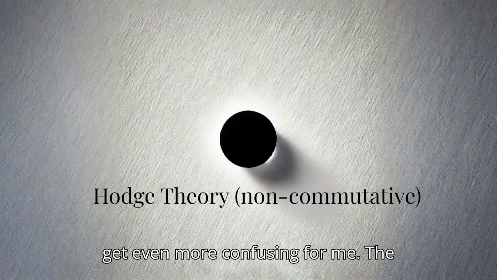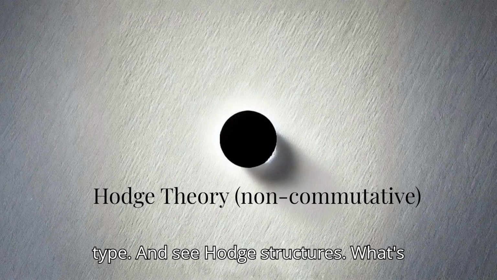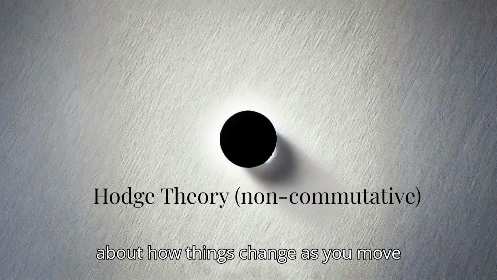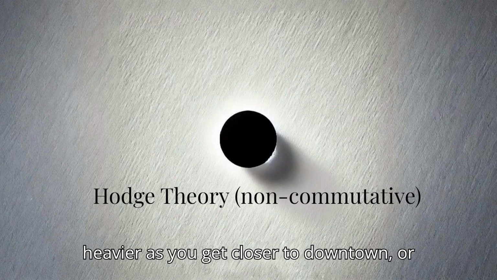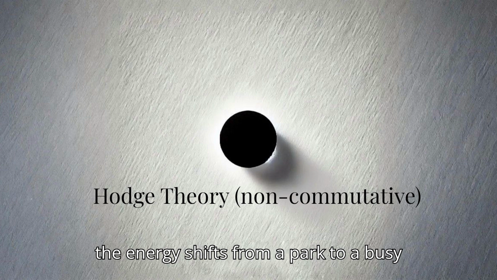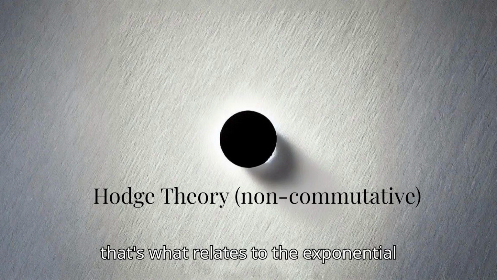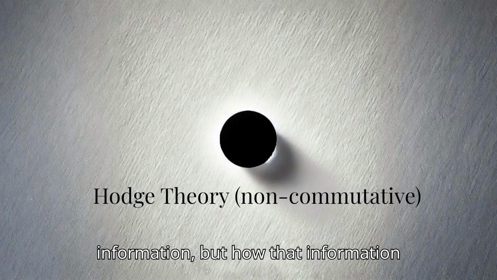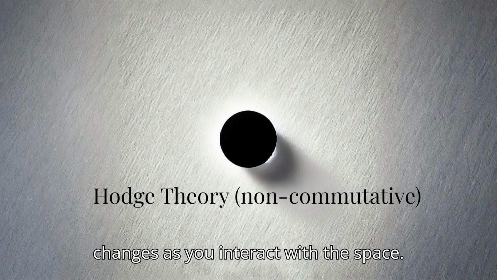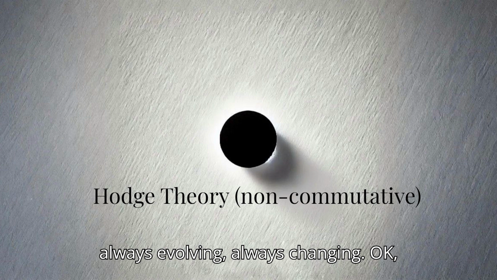But then things get even more confusing for me. The papers start talking about exponential type Encke Hodge structures. What's exponential about it? Okay, well, think about how things change as you move through the city. Maybe traffic gets heavier as you get closer to downtown, or the energy shifts from a park to a busy street. These variations, how the data changes as you move through the space, that's what relates to the exponential type. So it's not just about the information, but how that information changes as you interact with the space. It's dynamic. Right, and that's important because real-world systems are always evolving, always changing.